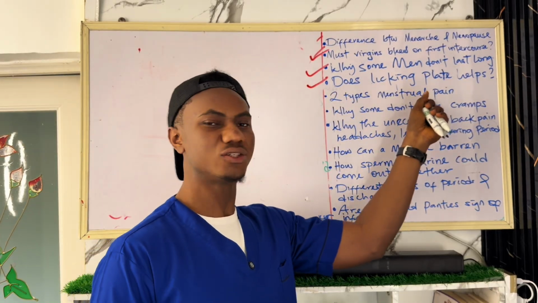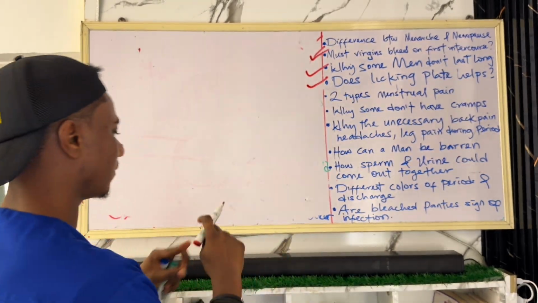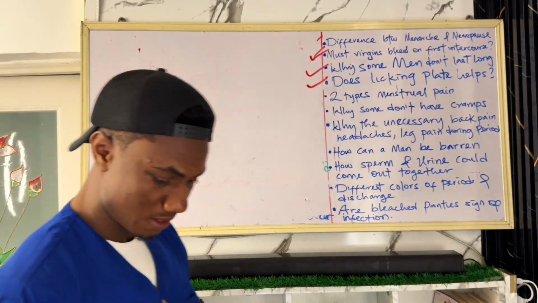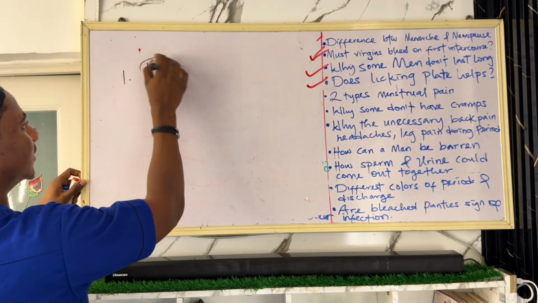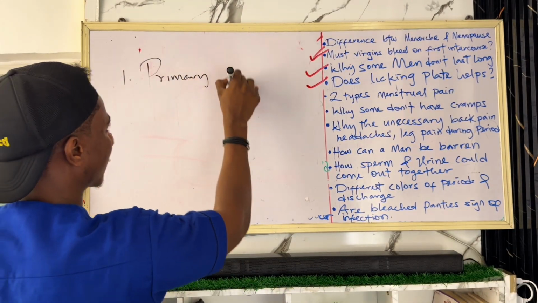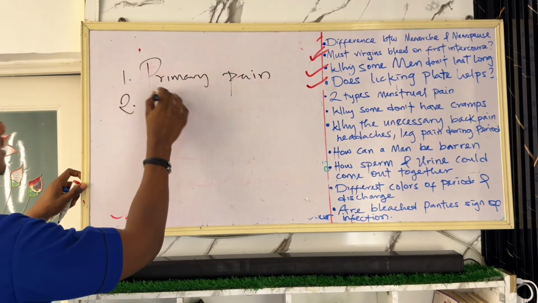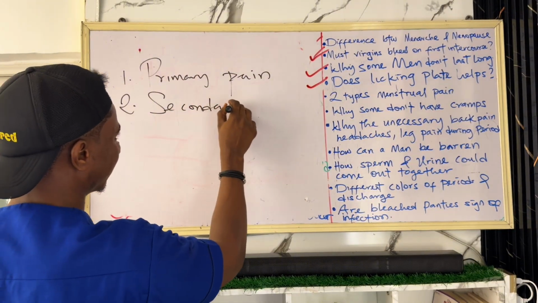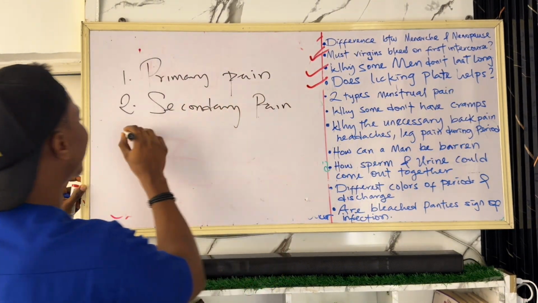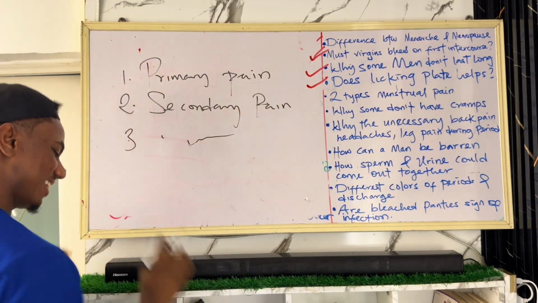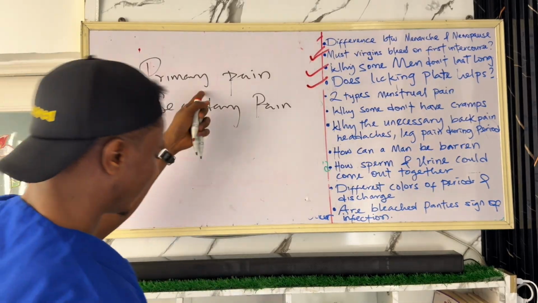Two types of menstrual pain in women. What are the two types of menstrual pain that we have in women? Number one is what we call the primary pain. And then the second one is what we call the secondary pain. But when we talk about primary pain, what does that mean?